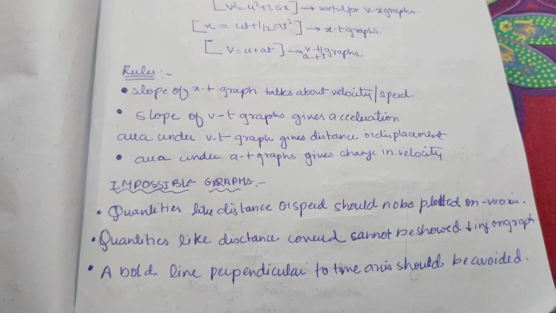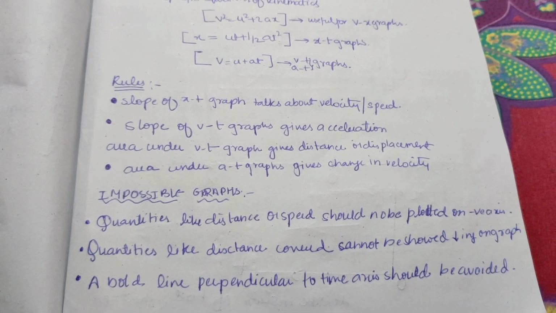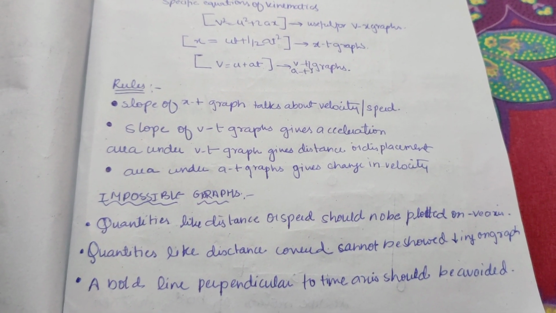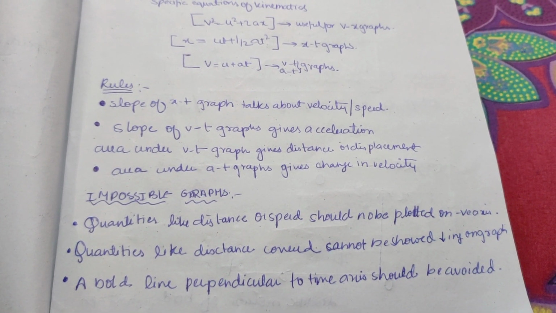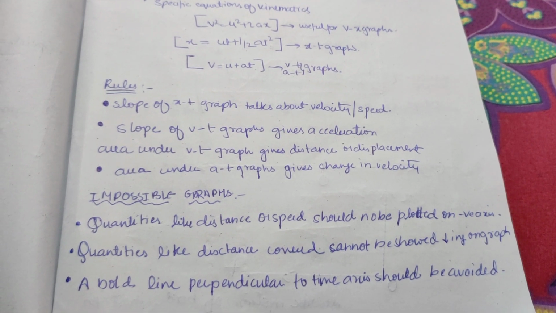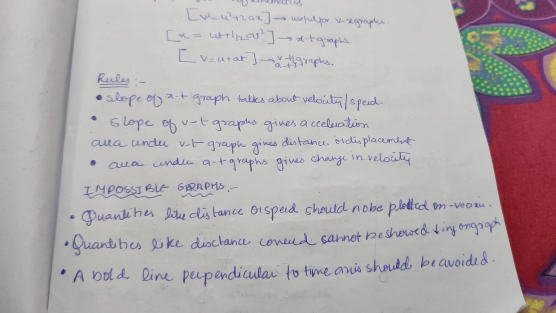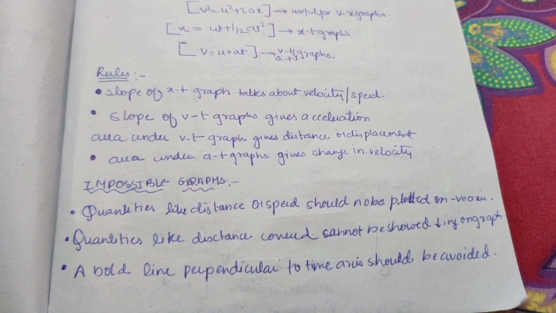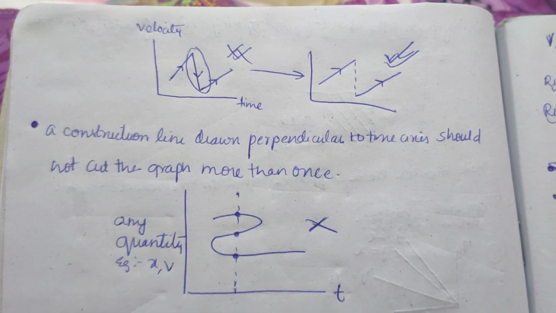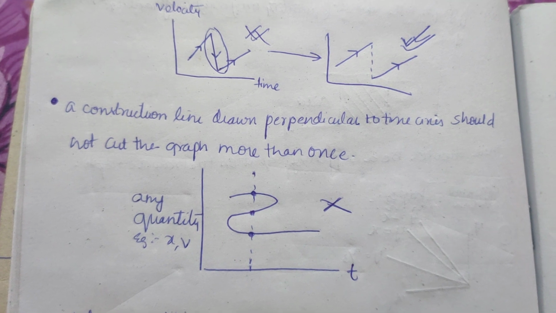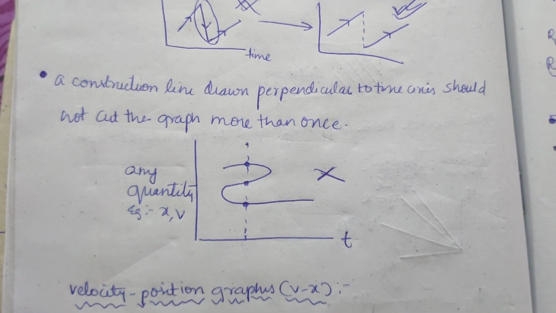Now impossible graphs. Quantities like distance or speed should not be plotted on the negative axis, and quantities like distance covered cannot be shown decreasing on a graph. A line drawn perpendicular to the time axis should not cut the graph more than once.